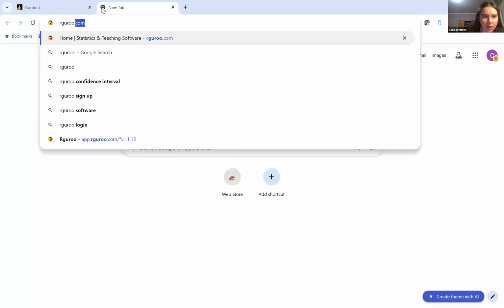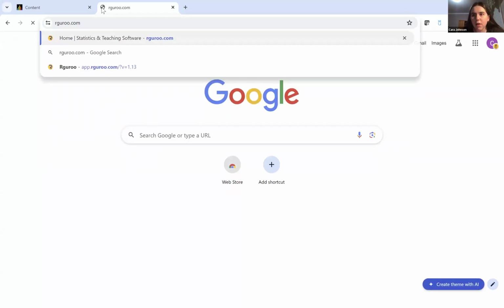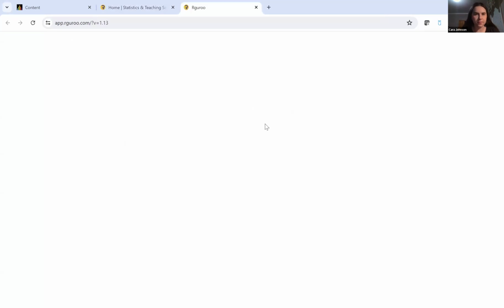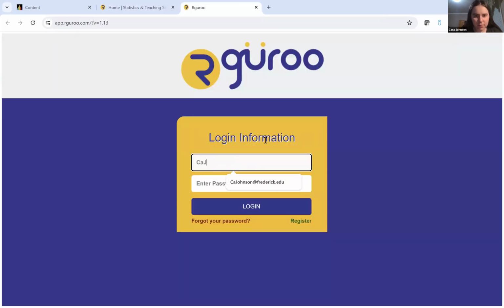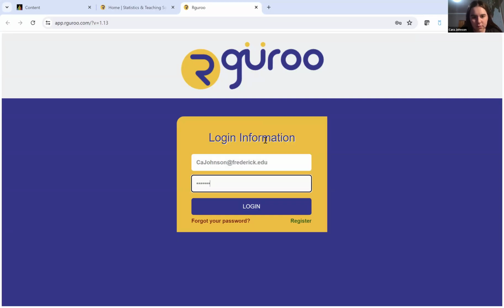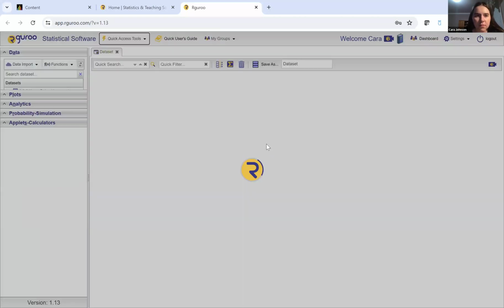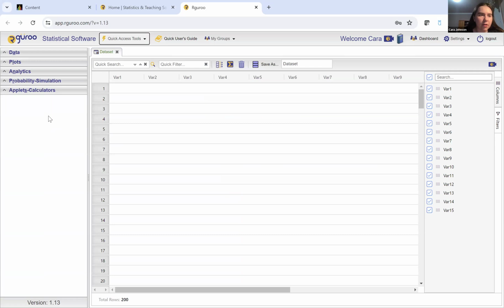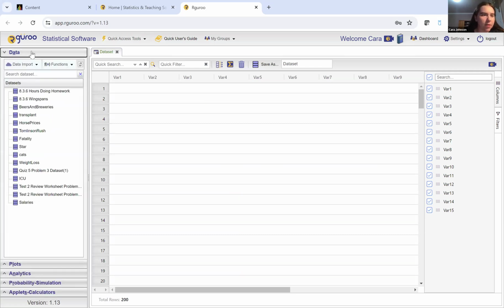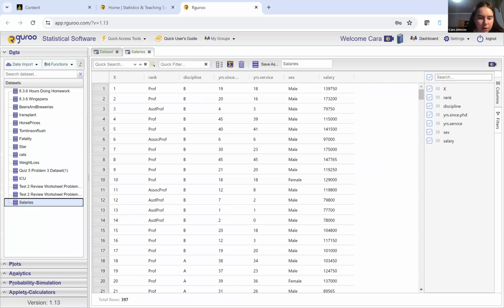So let me go ahead and pull up our GURU here. To find the sample size, you can just open your data set here, and it says total rows here at the bottom, that's going to be your sample size. So if you're not sure what the sample size is, that's where you can find it.